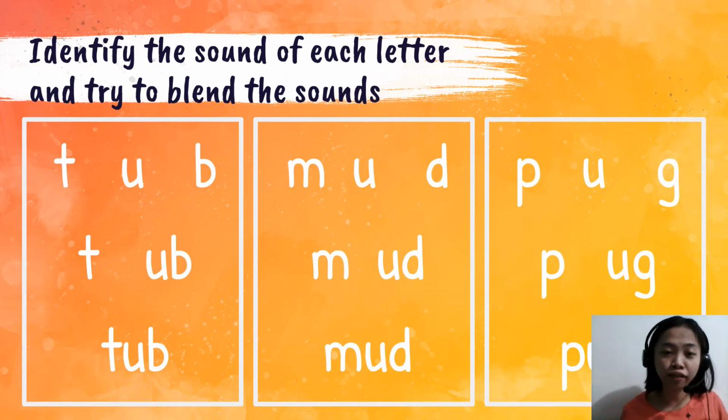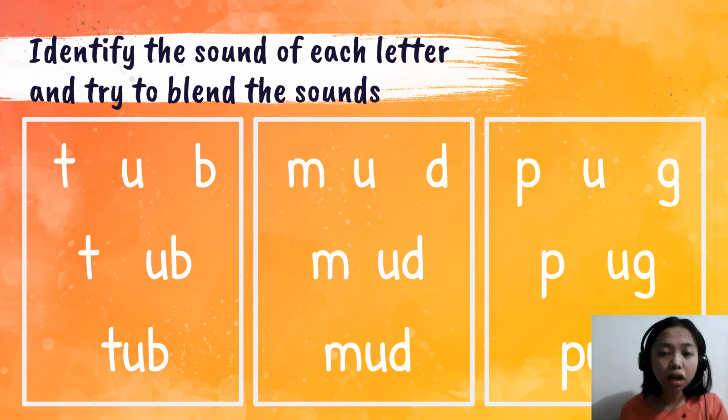Now we're going to identify the sounds of each letter. Are you ready? What's the sound of T? It's T. Very good. How about the U? It sounds like the short U sound in English. How about the B? B. Now, if you put together the last two letters, the sound of it is ub. Say ub, ub. Okay, that's good. Now, T plus ub equals tub. Say tub, tub, bath tub. That's it.